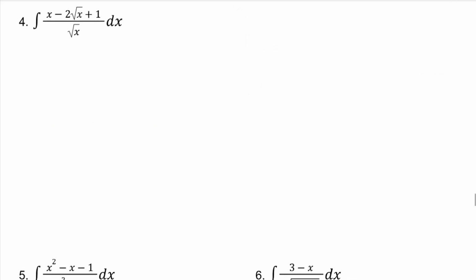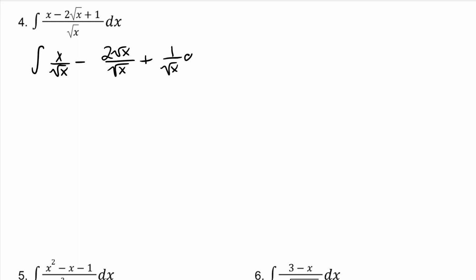Number 4 is a fraction all over a monomial, so we can separate each of these terms by dividing them by the denominator. And integrate using the power rule.